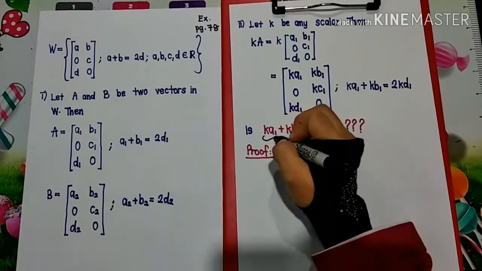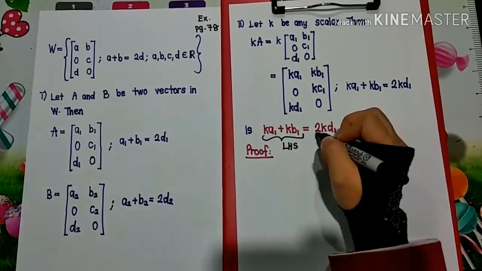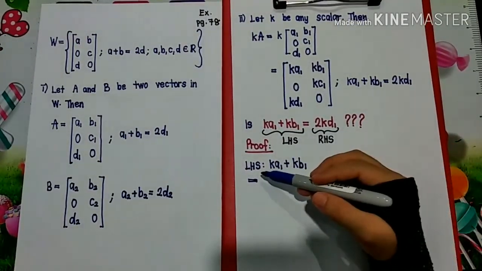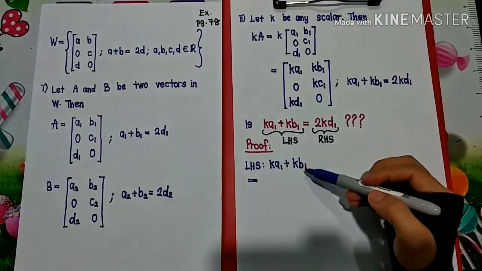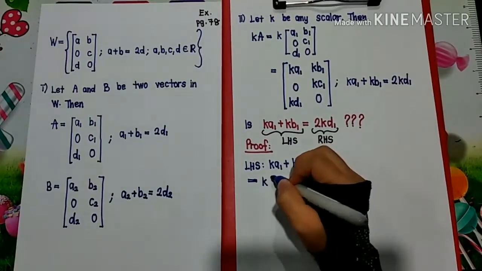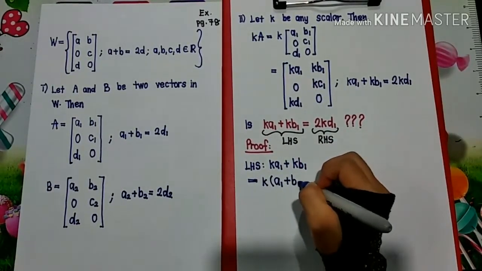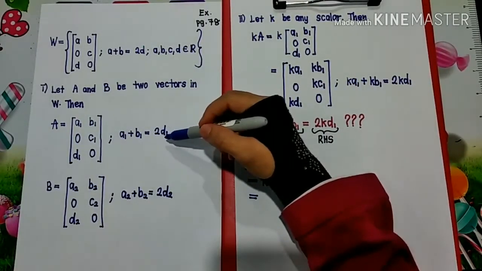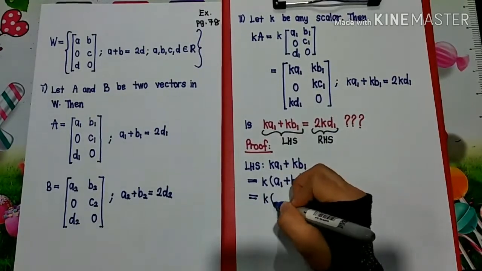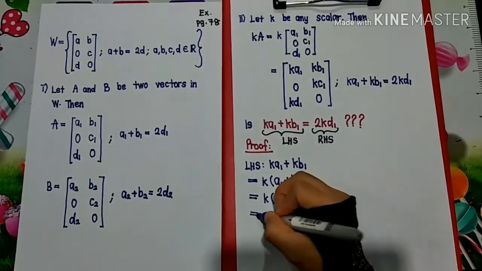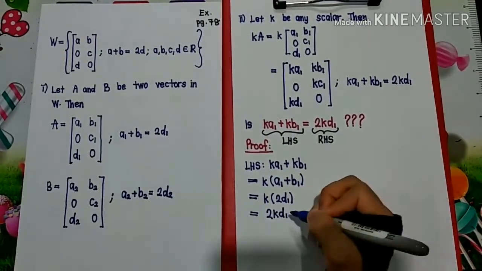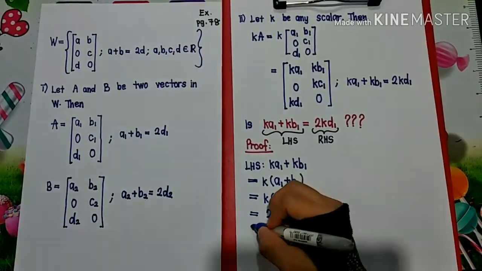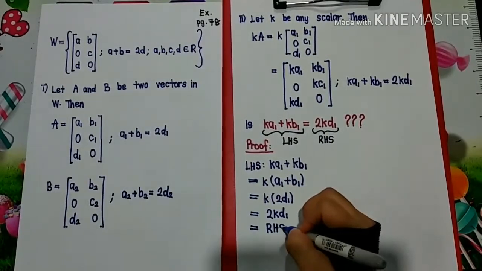As usual, I will let this one be the left hand side and this one the right hand side. We start from the left hand side, KA1 plus KB1. I will factorize K first, so K times A1 plus B1. We have the information here: A1 plus B1 equal to 2D1. Then you substitute this one with 2D1, and if we solve it, you will get 2KD1. Same thing, we compare this answer with our right hand side. Is it equal? Yes, it's equal. So that means the left hand side equals the right hand side.